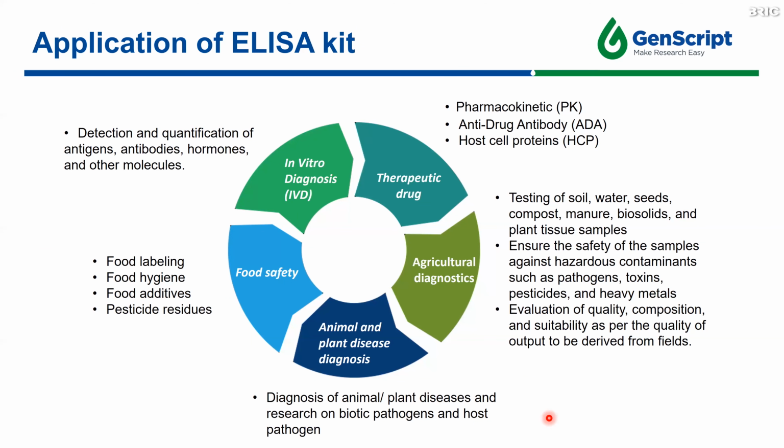So ELISA kits are widely used in many aspects, for example, in vitro diagnostics, therapeutic drug development, agriculture diagnostics, animal and plant disease diagnostics, and also in food safety. In the IVD area, it is used to detect and quantify antigens, antibodies, hormones, and other molecules. For example, pregnancy kits are one kind of example.